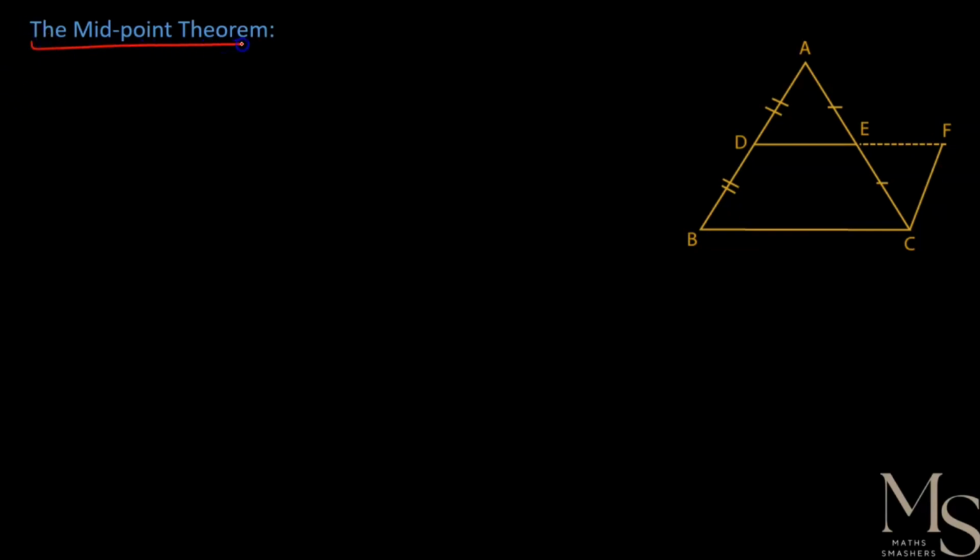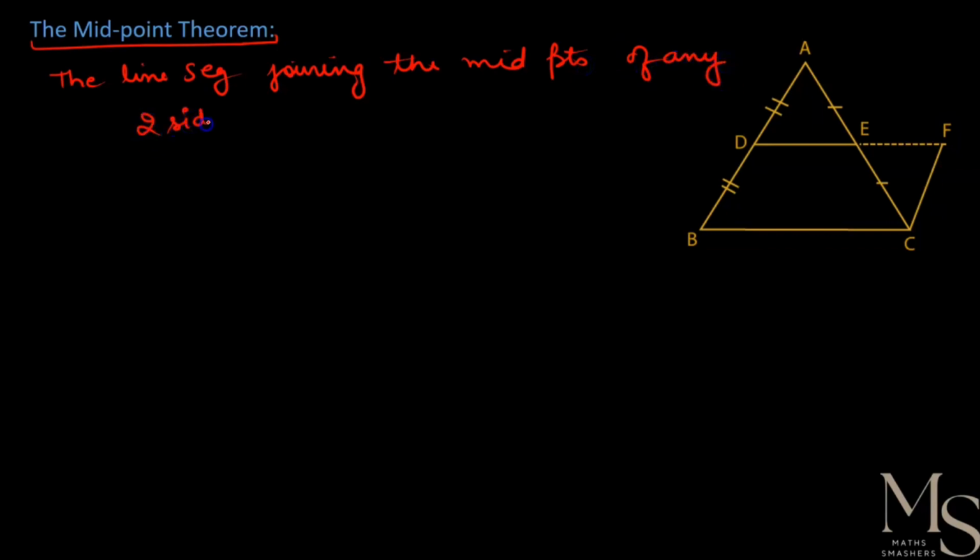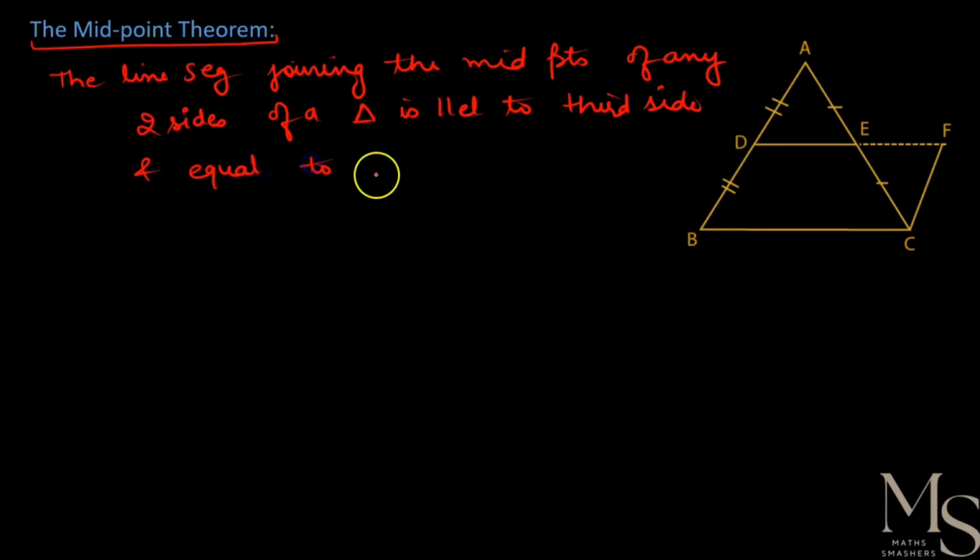This is what the midpoint theorem says, that the line segment joining the midpoints of any two sides of a triangle is parallel to the third side. Okay, first let's write the statement, then we will talk about it. If the midpoints of any two sides of the triangle are joined, the segment is parallel to the third side and is equal to half of it.